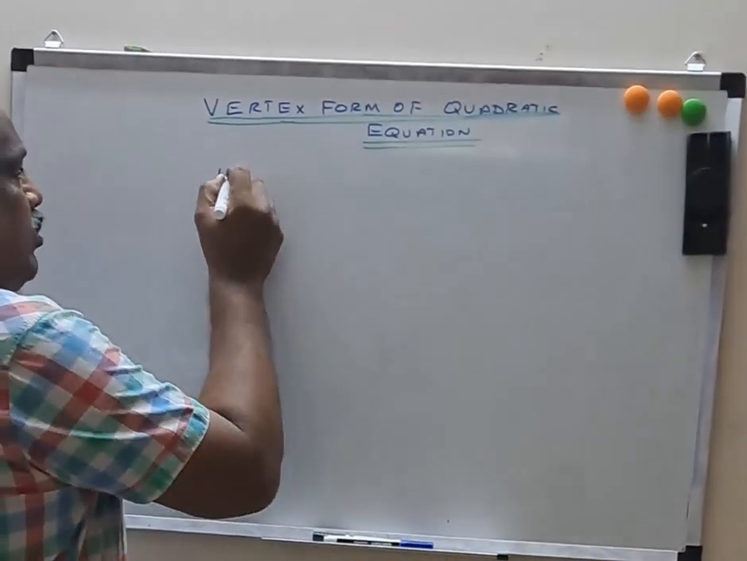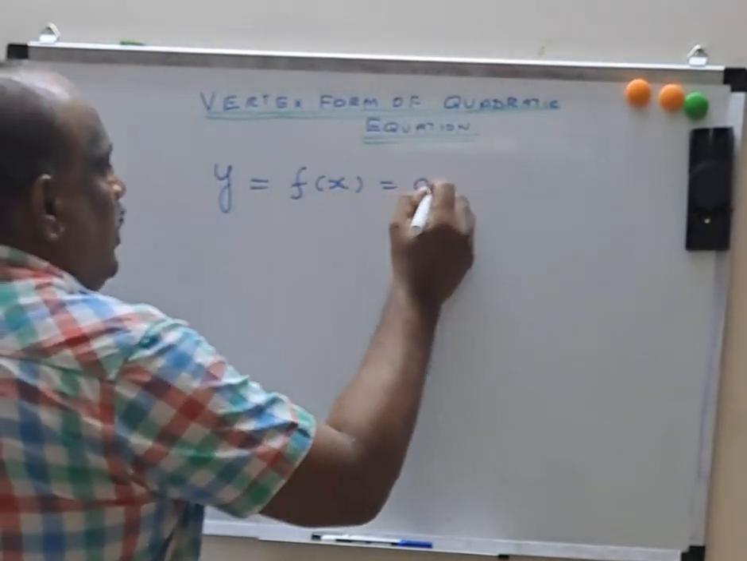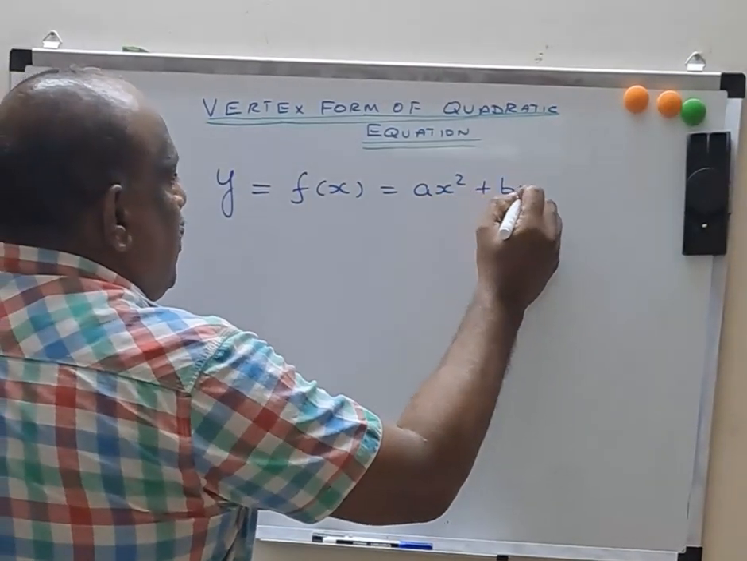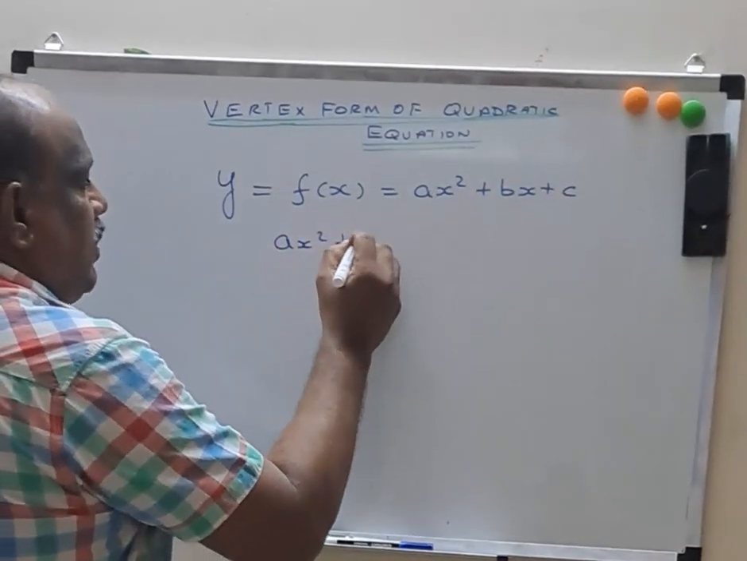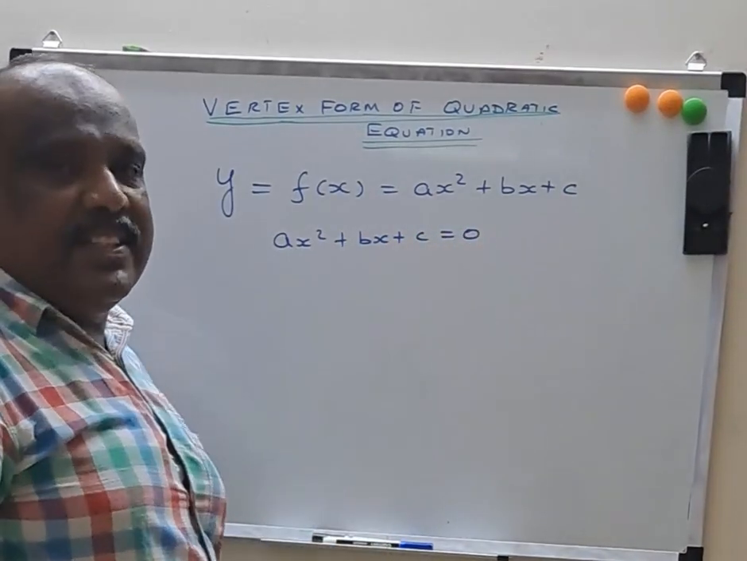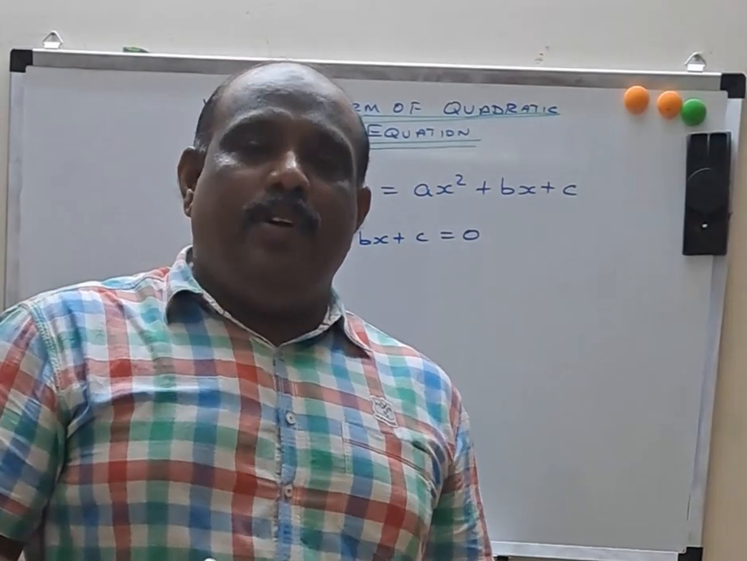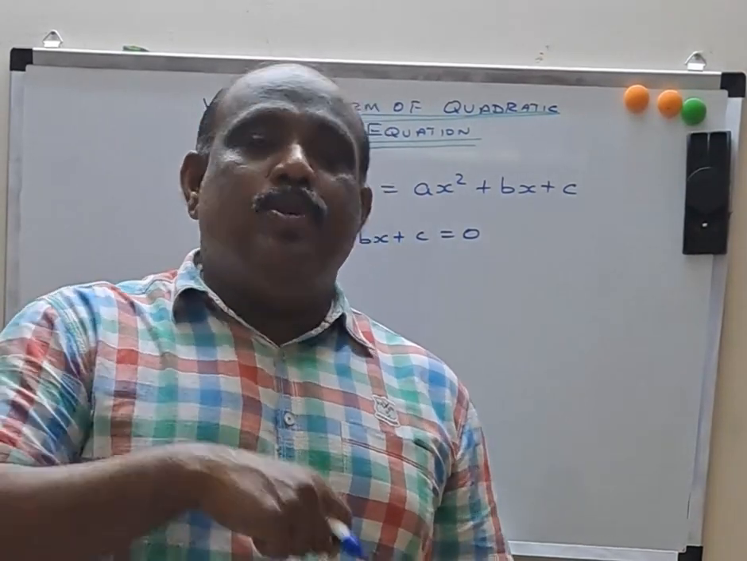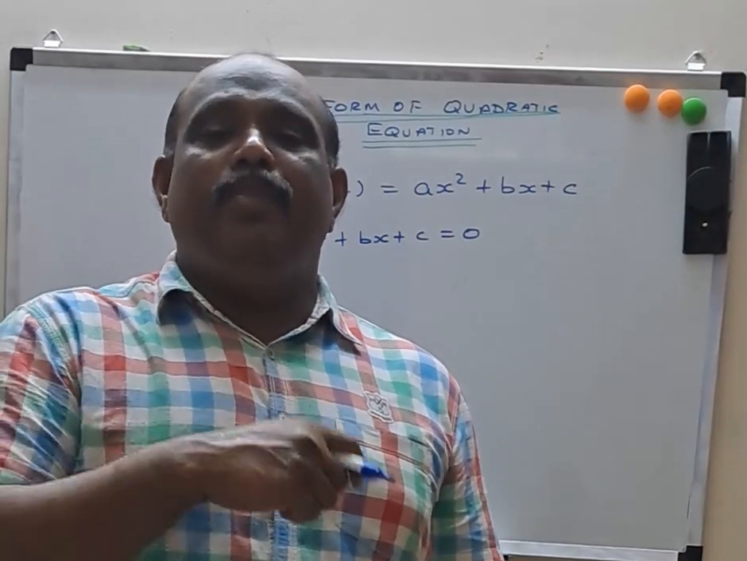Do you know the standard form is what? y equal to f of x is equal to ax square plus bx plus c. Can I now make ax square plus bx plus c equal to 0? Is it right? No, it is not right. I can write equal to 0 only when I am going to find the roots of the given quadratic equation, that is, for what value of x my y will become 0.